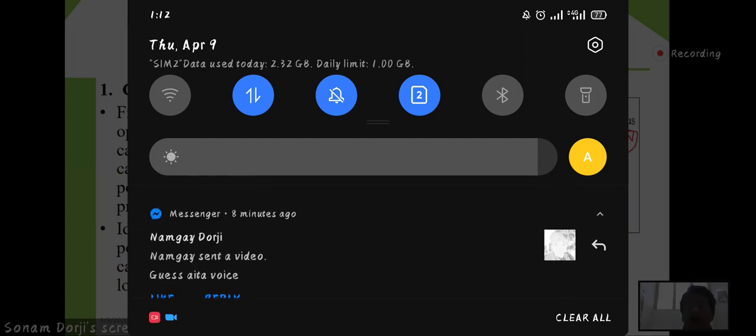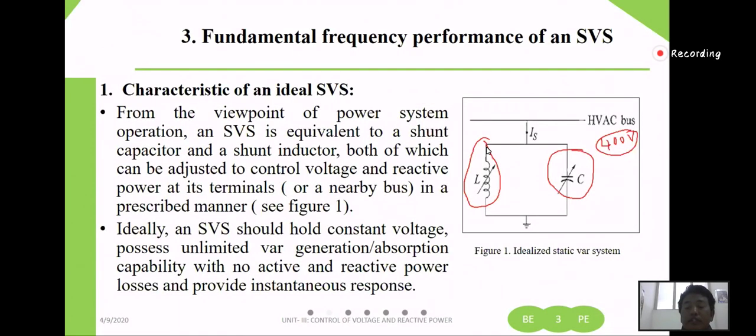Okay, how? These shunt inductors and shunt capacitors will possess an unlimited VAR generation, which means it can generate as well as absorb reactive power. Moreover, there will be no losses in the active and reactive power. Okay, so this is how it will try to maintain.